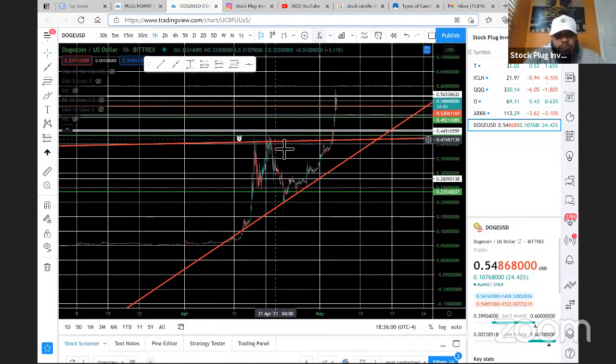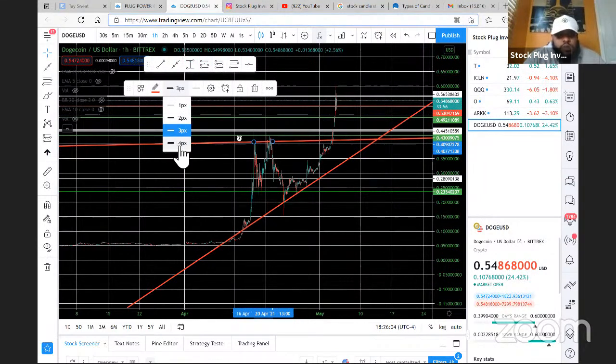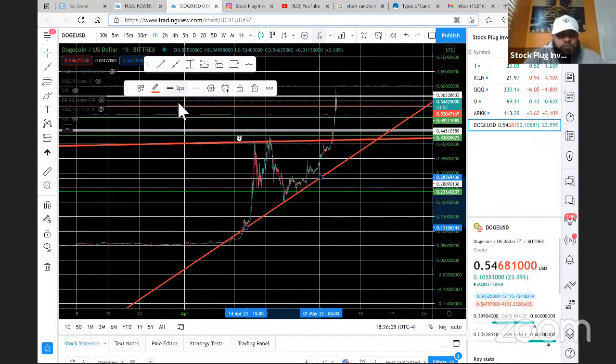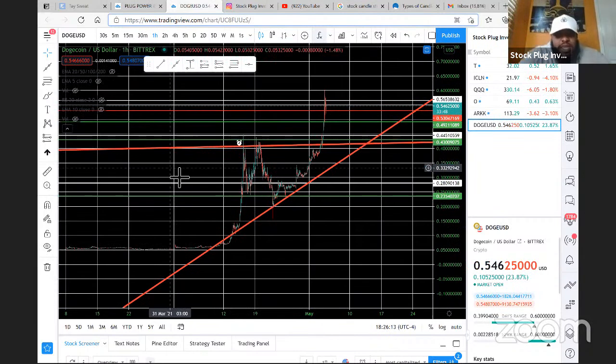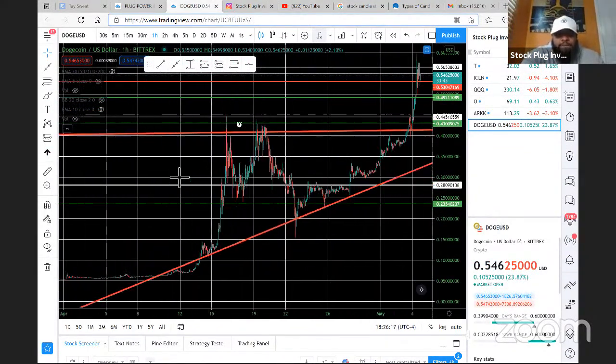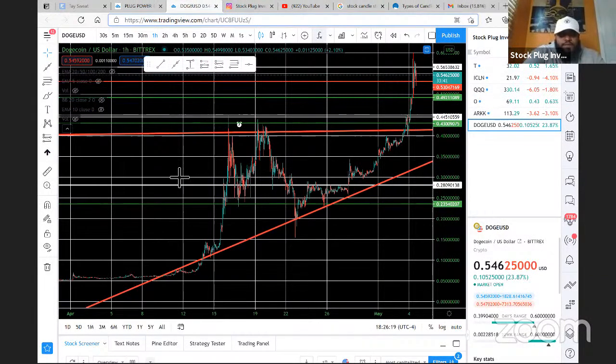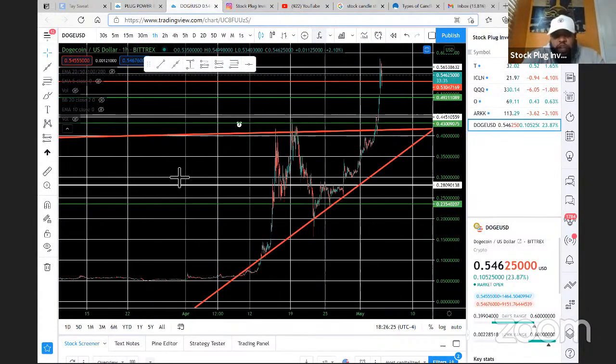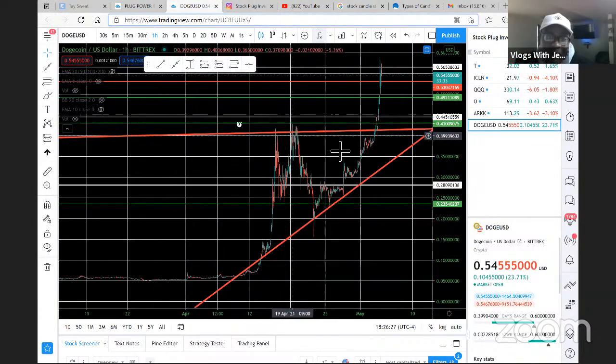Let me make this big so y'all can see it a little clearer. Boom, thick lines. We want some thick lines. If you notice, the stock stays in these lines. You know what I mean? It goes from the bottom to the top. You know what I mean? It just keeps doing that from the bottom to the top until it breaks out of the channel it's in. And that's exactly what it did.